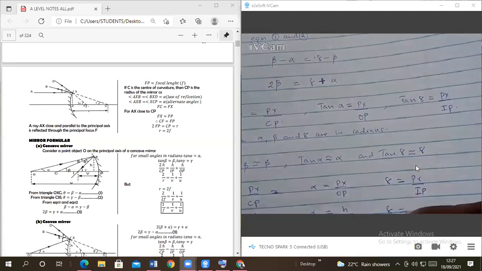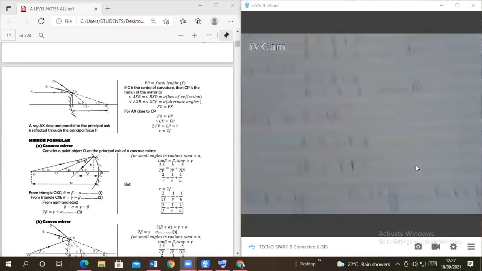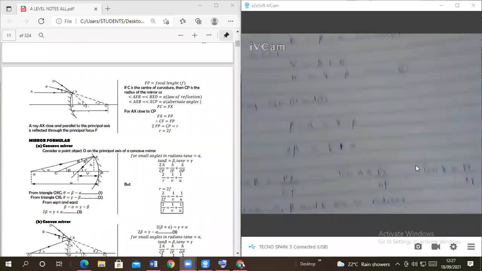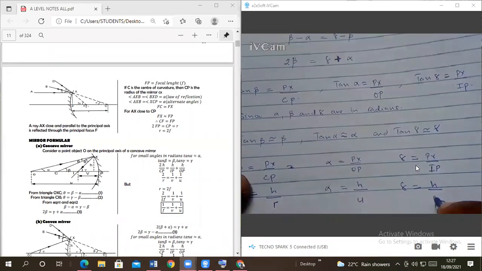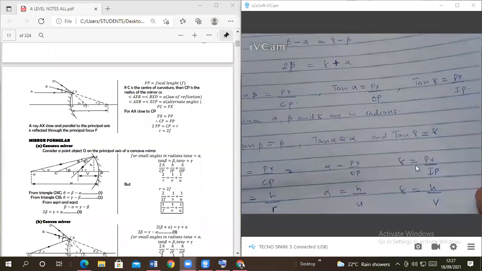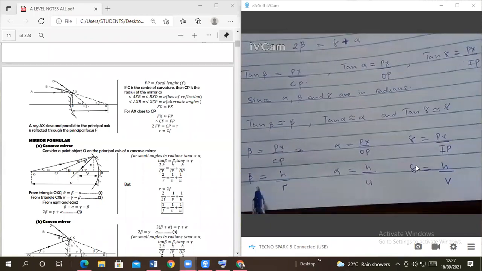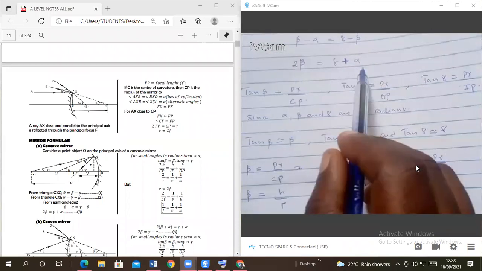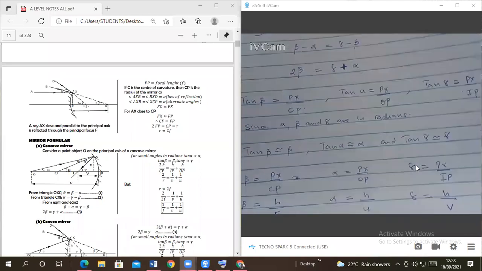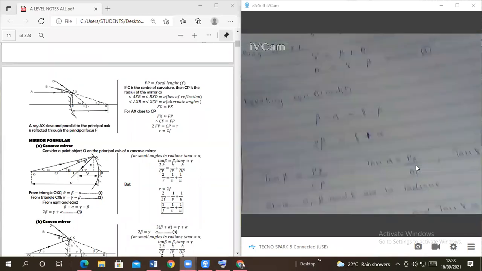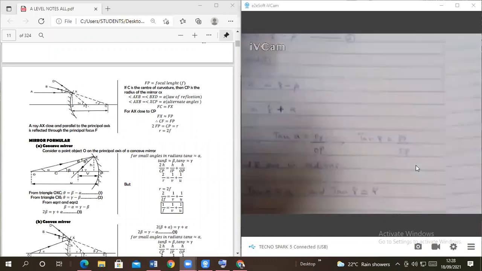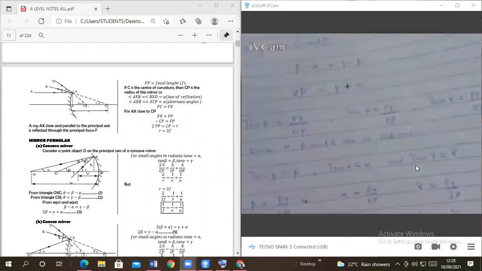That means that gamma is equal to h over ip, but ip is the image distance, so h over v. So we are going to substitute these three equations in this equation, which is here, and find the answer to that. Okay, so let us substitute and see what we get from there.